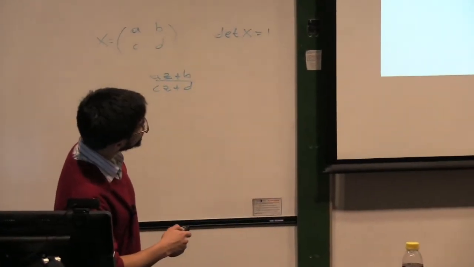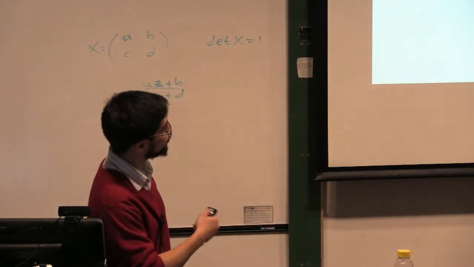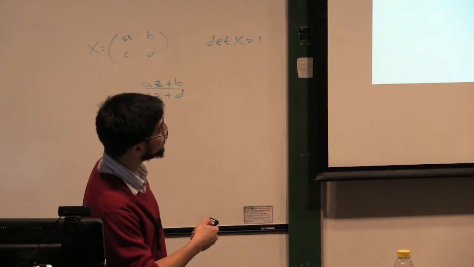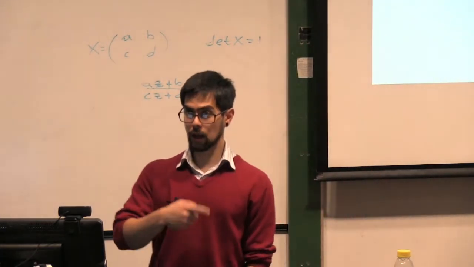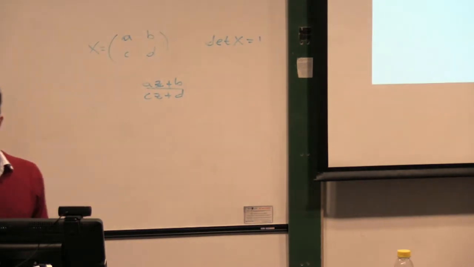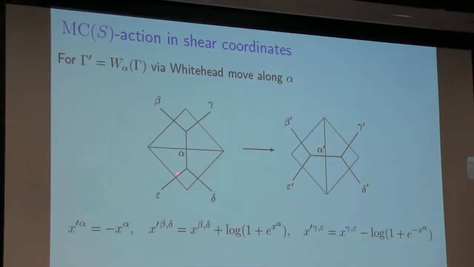So now we can find the expression for the mapping class group action in coordinates by just looking at these generators of the mapping class group, which are the whitehead moves for embeddings of the graph. It's in the next slide, so I'll draw it. Right, so a whitehead move along an edge alpha is basically this operation of collapsing the edge to a point and then expanding it again in the opposite direction. And so the claim of the last slide was that these guys generate the mapping class group up to certain relations that they have to satisfy.